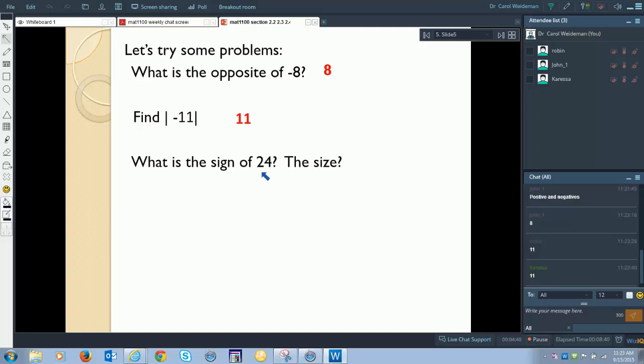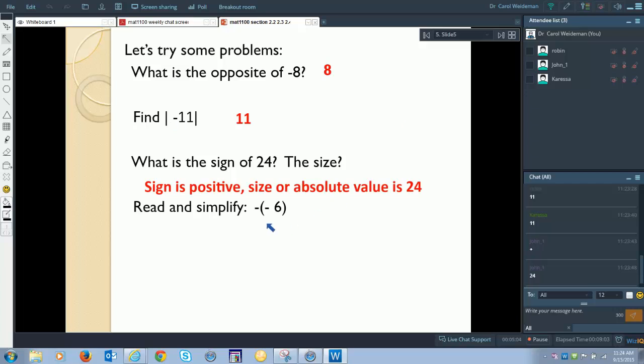What's the sign of 24? Remember, by sign, we meant, is it positive or negative? This is positive, and the size is 24, right? Good. Okay, and notice when the sign is positive, we usually don't put a positive in front of it. It's implied. If it's negative, we're definitely going to put the negative sign in front of it.